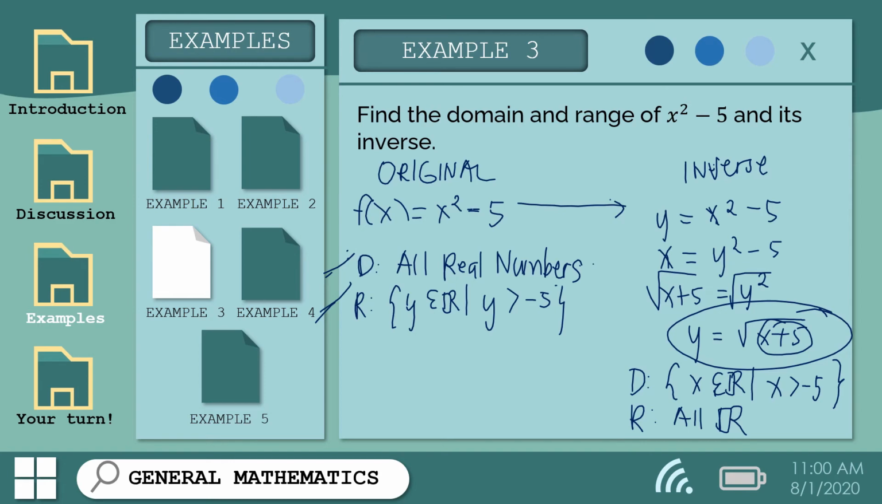Proceed na po tayo sa discussion naman ng pag-solve ng mga real-life problems involving inverse function.